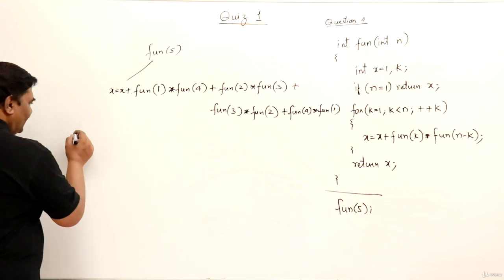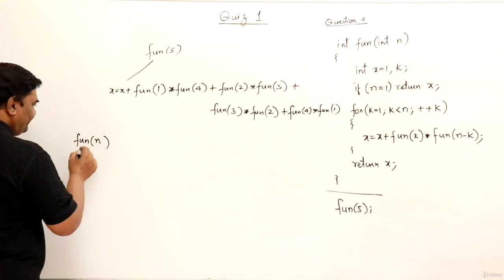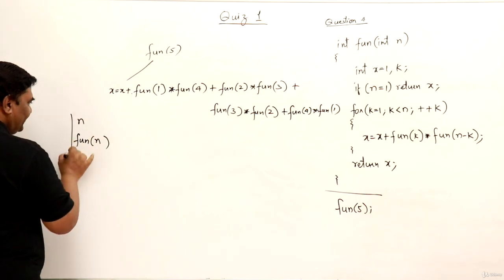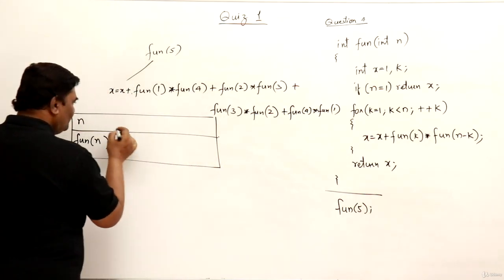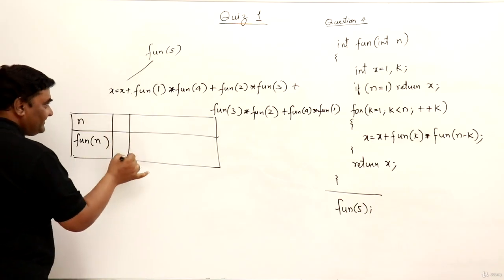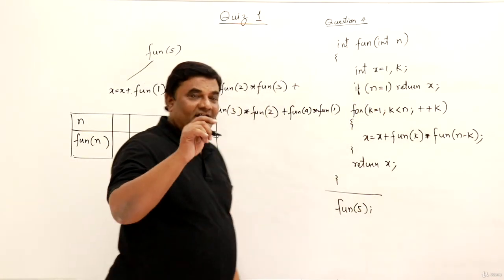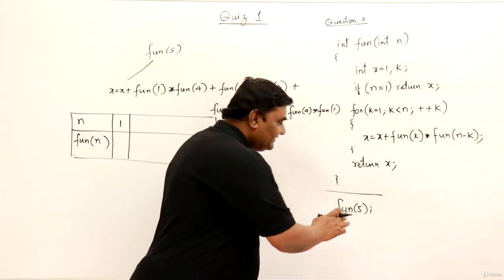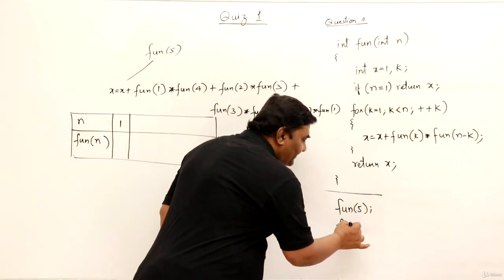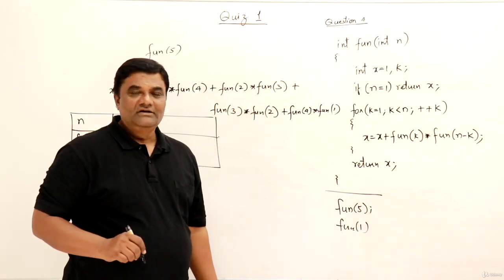So here I will take the values of fun of n, and for the values of n, I'll make it as a table. Let us do it. Then I'll tell you why I'm taking a table. So first, see what is the minimum value? n is equal to 1. If I call this function by passing 1, not 5, then what happens?